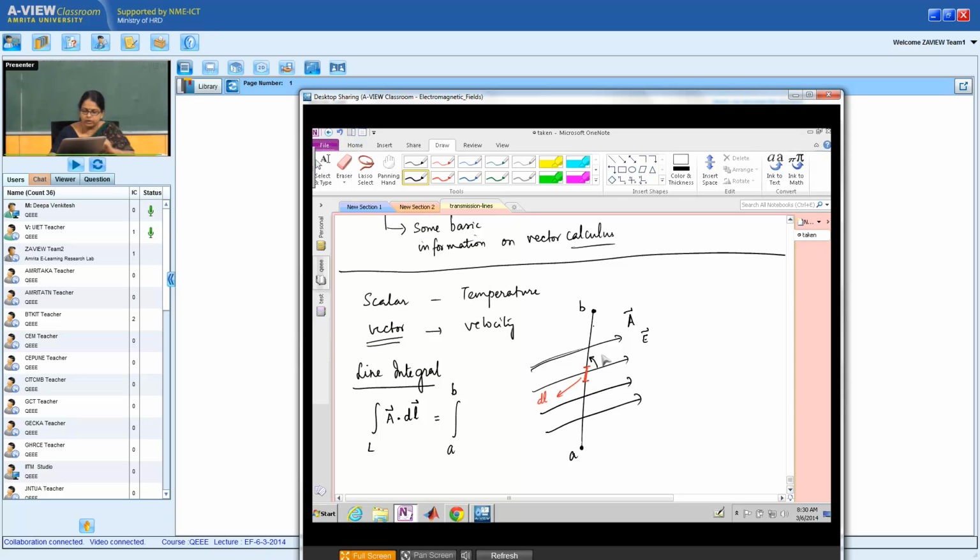So if theta is the angle, then the component of this vector along dl is going to be A cos theta, magnitude A cos theta, because I will calculate what is the magnitude at that point. A cos theta times dl. I keep doing that all along the length and keep adding all that. That would give me the total line integral.